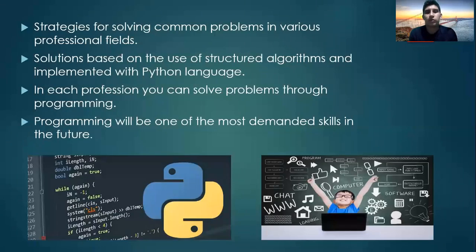I would like to start by saying that the Programming Fundamentals course presents strategies for solving common problems in various professional fields, through the design and implementation of solutions based on the use of structured algorithms and implemented with the Python language. This course is very important because in each profession you can solve problems through programming to make the processes more efficient, simpler, etc.